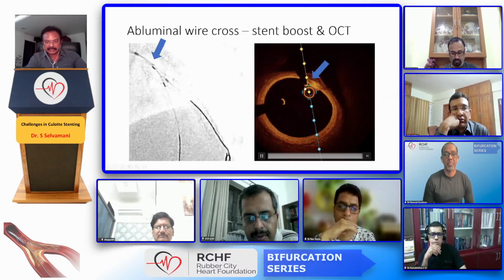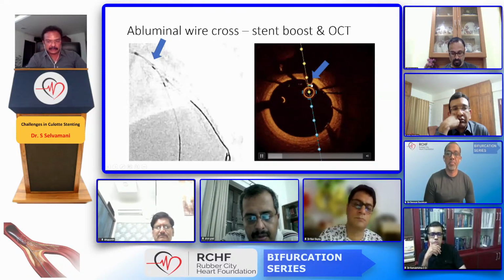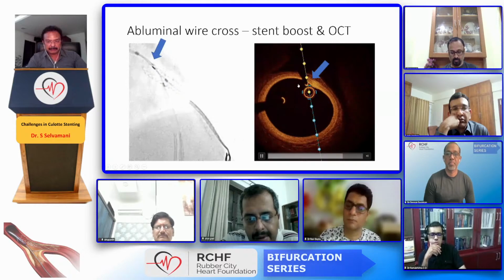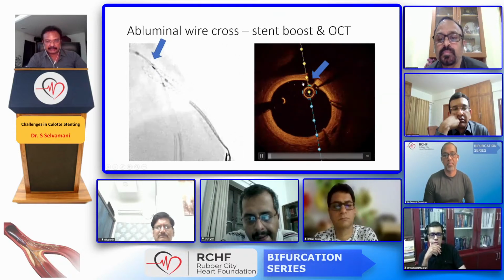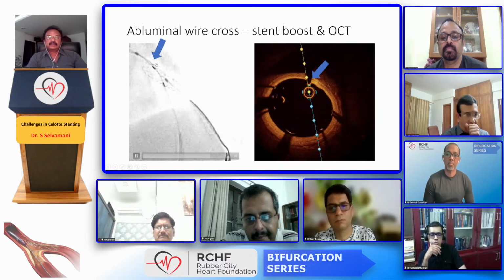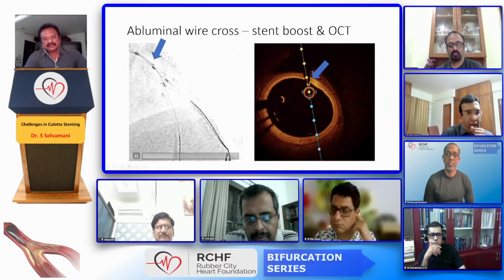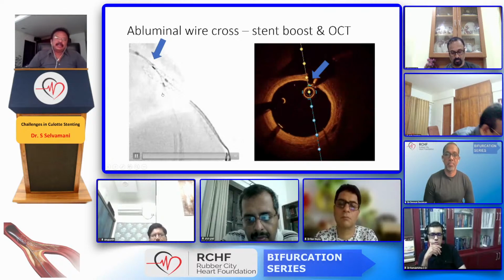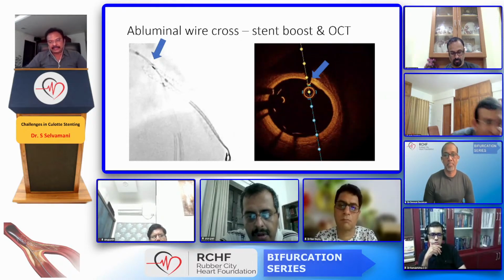And you see the second wire here. This is the inside-the-diagonal wire. There's the second wire. It is clearly behind the struts. So these are the struts there. And you see the second wire very clearly behind the struts there. And even stent boost shows clearly that it's an abluminal cross. So this can happen in any patient, in any technique, like even in Culotte or with DK crush.